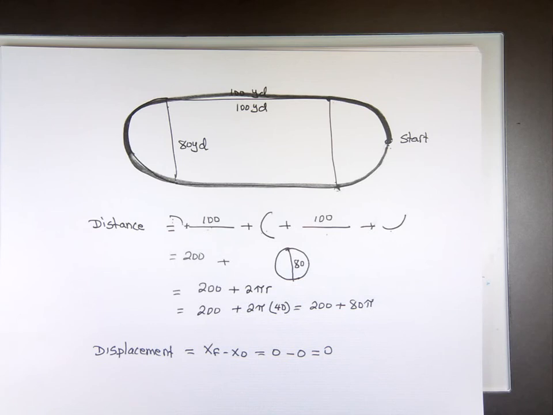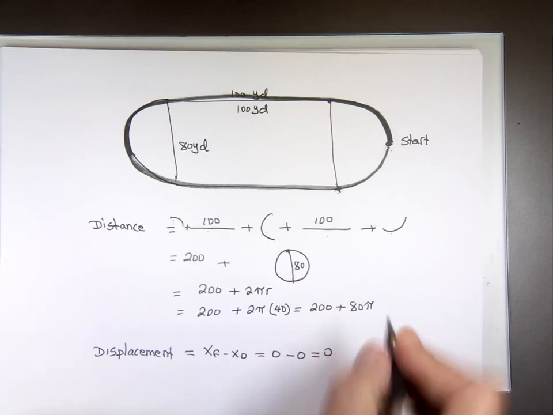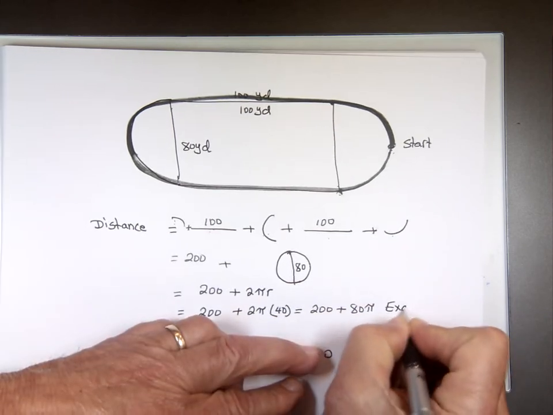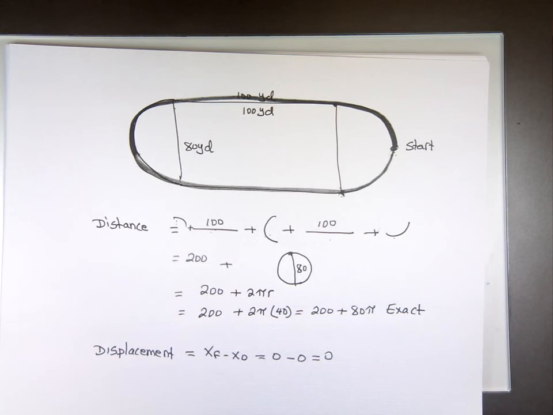That's the distance traveled. Now just a little warning here. If they ask you for an exact answer, give them that answer. Leave it that way. If they say exact, they don't want you to use 3.14 for pi. They want to leave pi as pi. If they say round your answer, then we use the calculator for that.